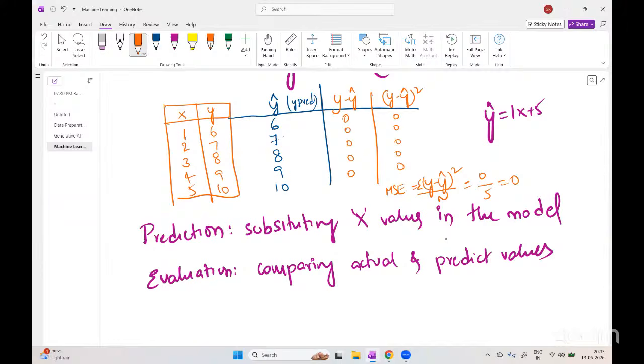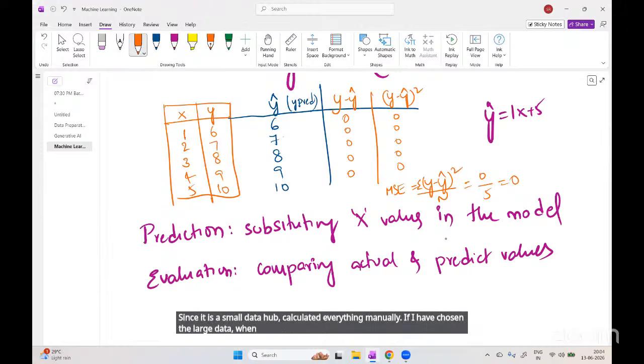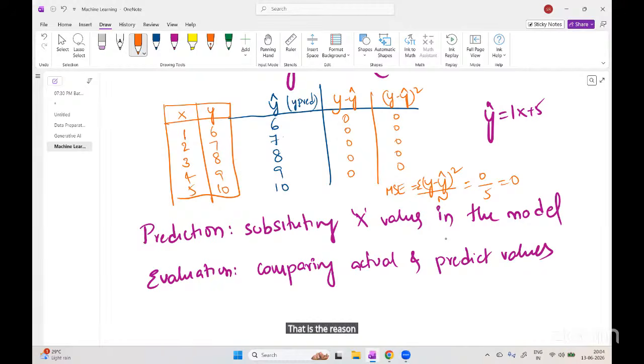Understood, guys? Everyone? Since it is small data, I have calculated everything manually. If I had chosen large data, I would have to calculate manually, and that is the reason I chose a small data set, and such an easy example. Sir, why have you not taken 30, 40, 50? It will take more time to calculate. The only difference is that time increases. Nothing else.